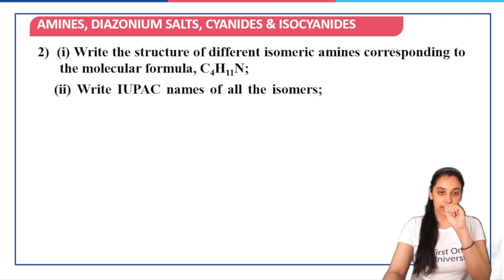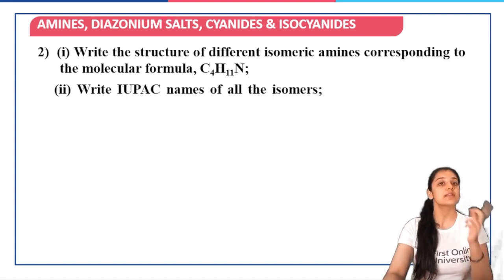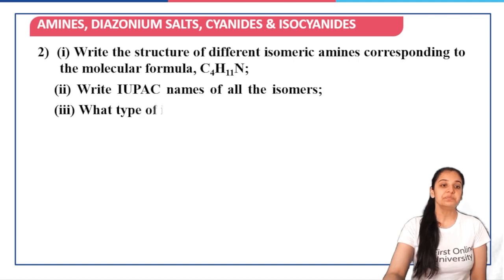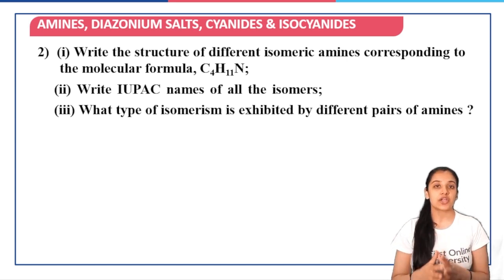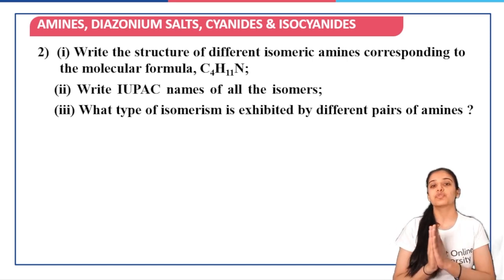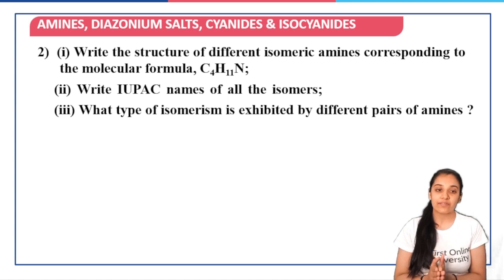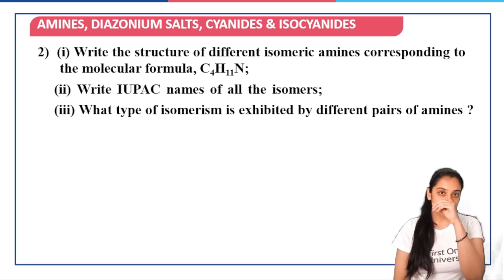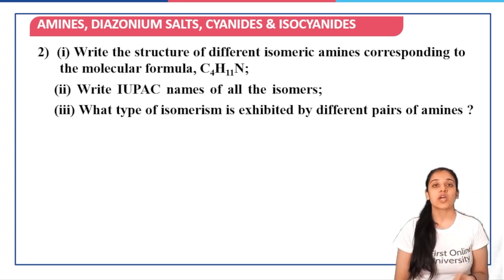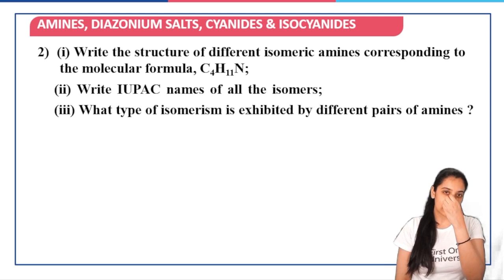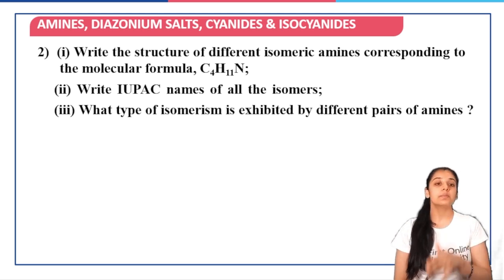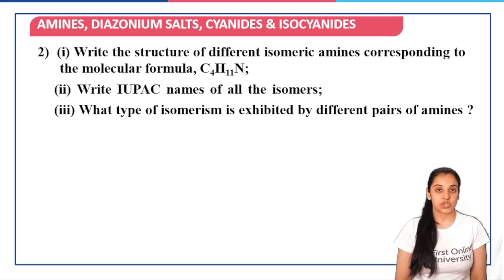You also have to write down the IUPAC names of all the isomers. Now this becomes something technical. And also, what type of isomerism is exhibited by different pairs of amines. I hope you have studied the isomerism lecture before you have moved on to this particular lecture. If you haven't, just pause it here and go back to the isomerism chapter, understand the different types of structural isomers there, chain, linkage, etc. Then you will be able to answer this particular question.